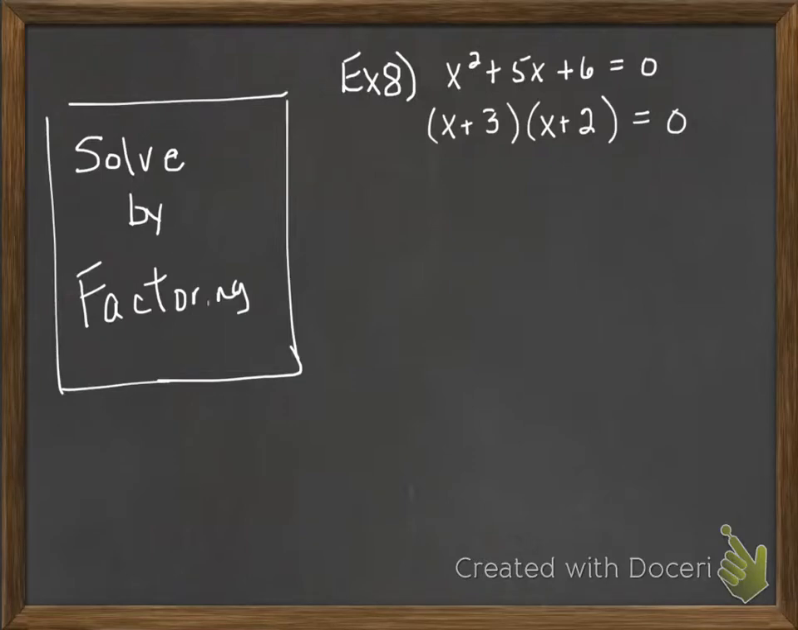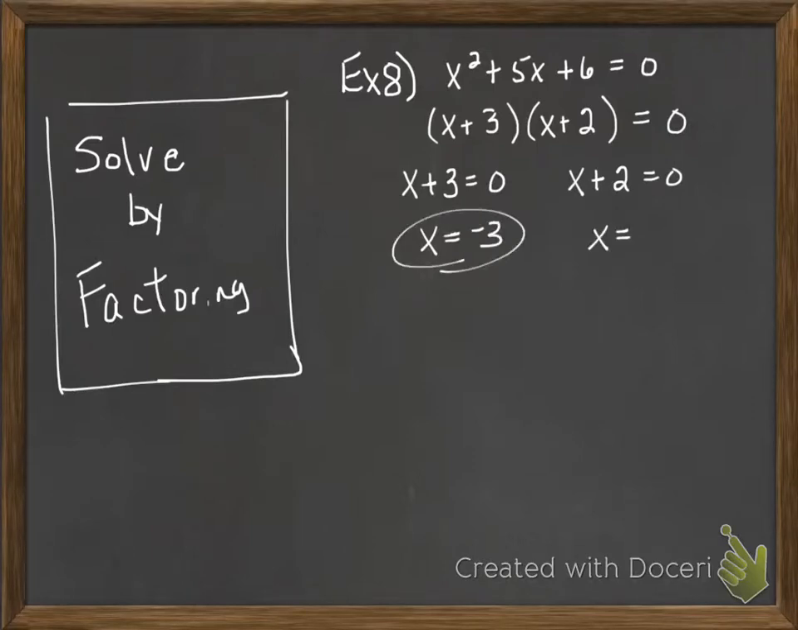So if two things multiply to be 0, then each of those things could actually be equal to 0. And those things are called your factors. So if x plus 3 times x plus 2 is equal to 0, then that means if something multiplies to be 0, then one of those things, or both of those things, could be equal to 0. So you set both factors equal to 0 and you solve. So one of your solutions is negative 3, and your other solution is negative 2.